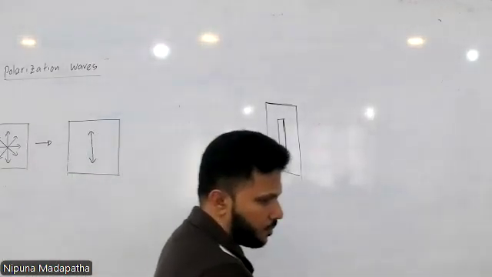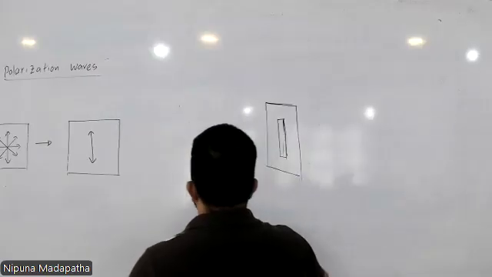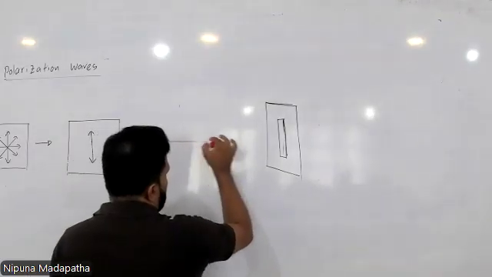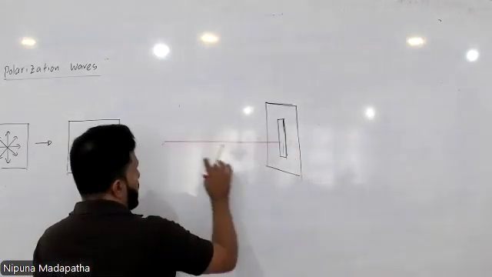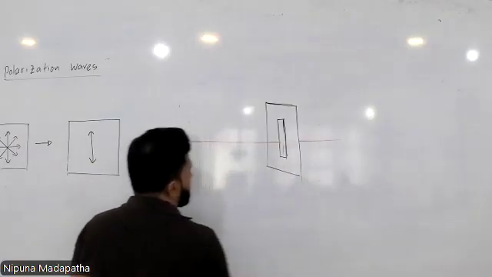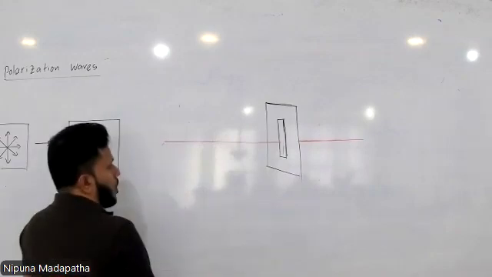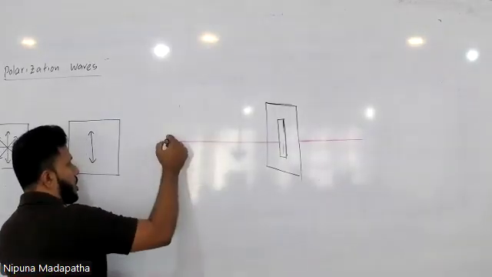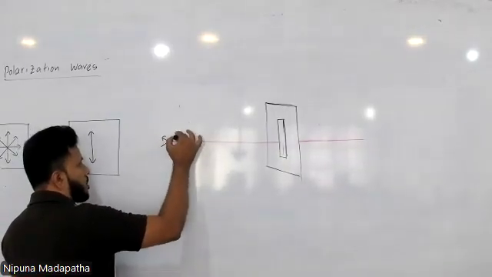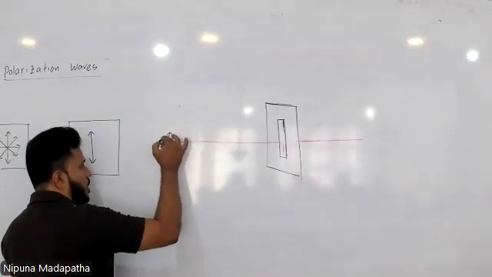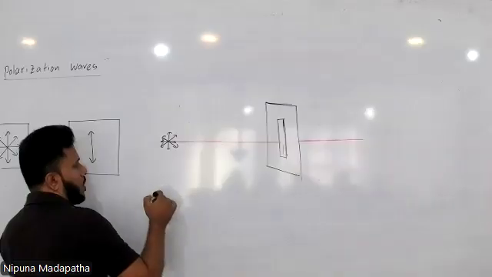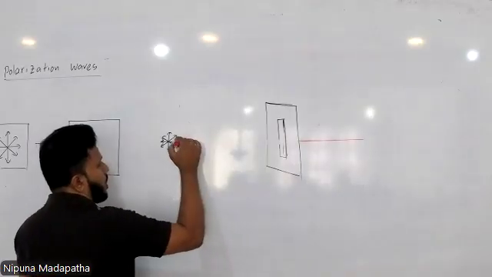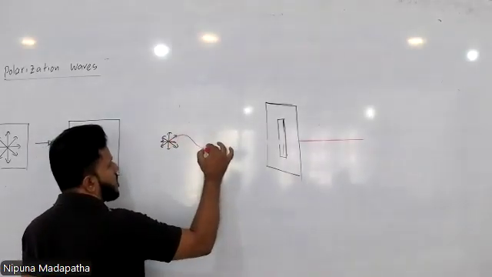Right. So we have a string. The string is going through this slit. Now we vibrate this string at this end in various directions. So we vibrate the string in these directions. That will produce transverse waves in various planes.